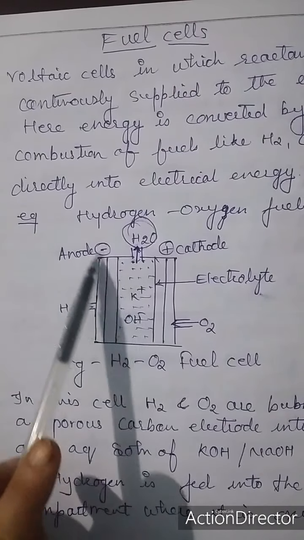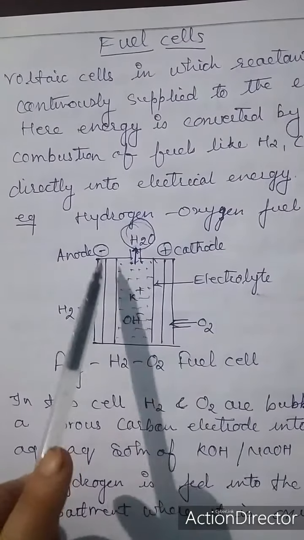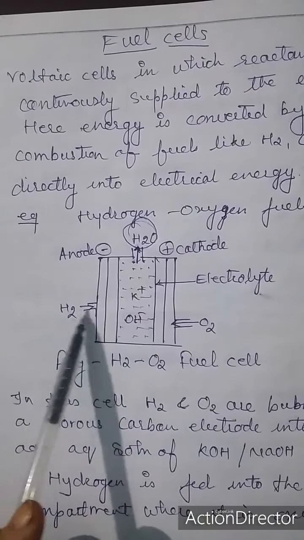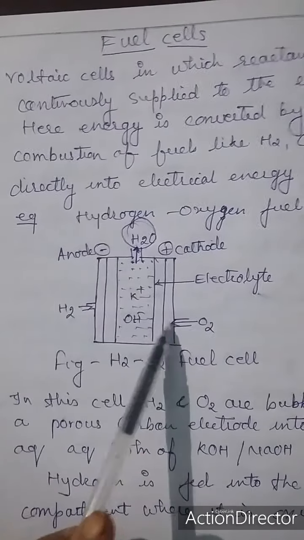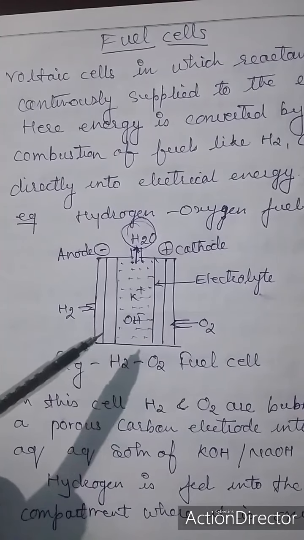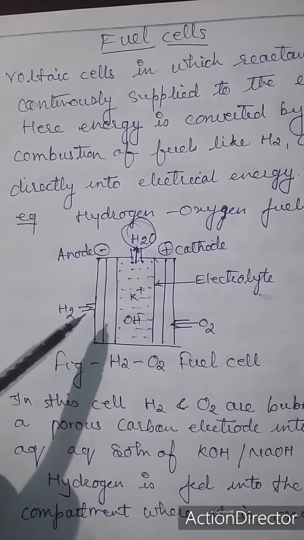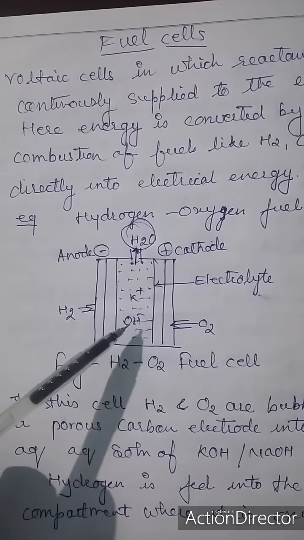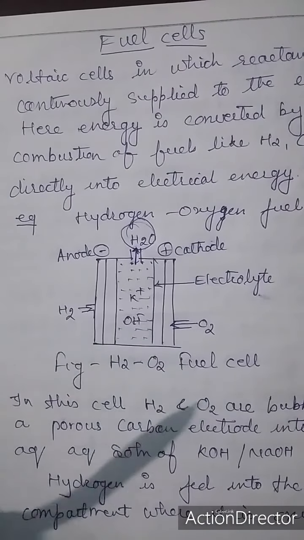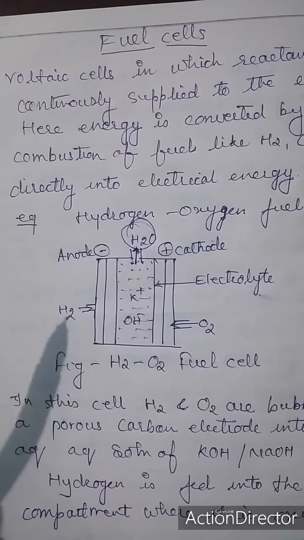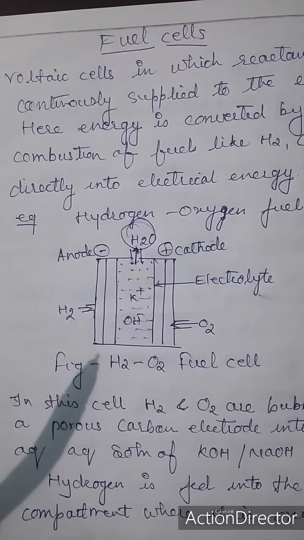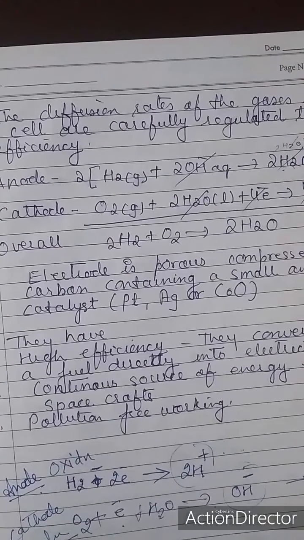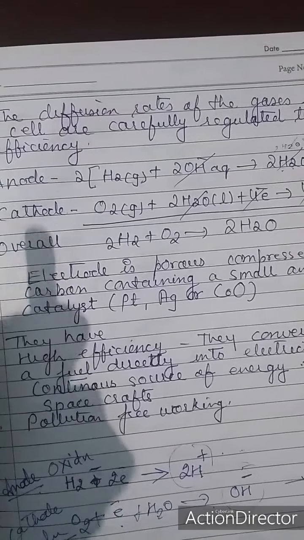You can see here, this portion is anode, this portion is cathode. Here the electrolyte which is taken is KOH. Now H2 and O2 are continuously supplied. They are bubbled through a porous carbon electrode into the concentrated aqueous solution of either KOH or NaOH. And hydrogen will be fed into the anode compartment, where it will be oxidized.